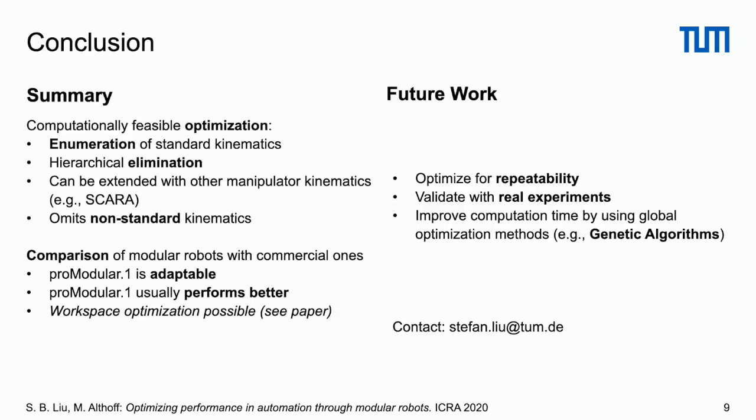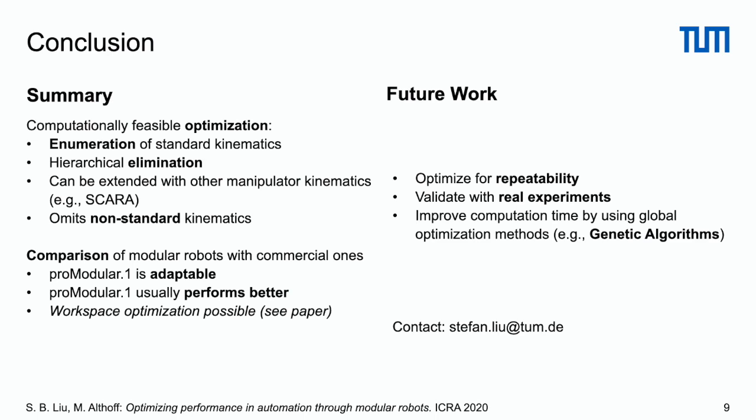To summarize, we presented an optimization based on the enumeration of standard kinematics and a hierarchical elimination that considers the kinematics, dynamics, and the geometry of the robot, while being computationally feasible. This framework can be easily extended with other manipulator kinematics, such as ICRA, but has the disadvantage that non-standard kinematics are omitted.